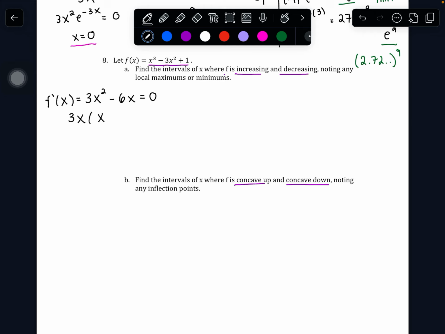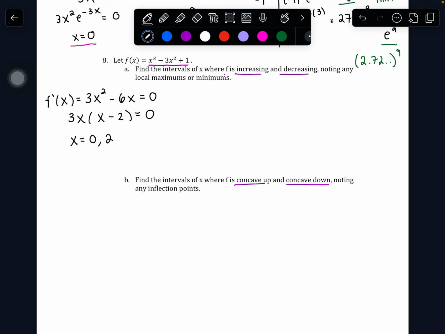So I'm going to have x minus 2. Be careful when you're factoring, please. So either 3x is 0 or x minus 2 is 0. So it looks like my 2 points are 0 and 2. That means everywhere else, my derivative is positive or negative. So that's how I can go about this.